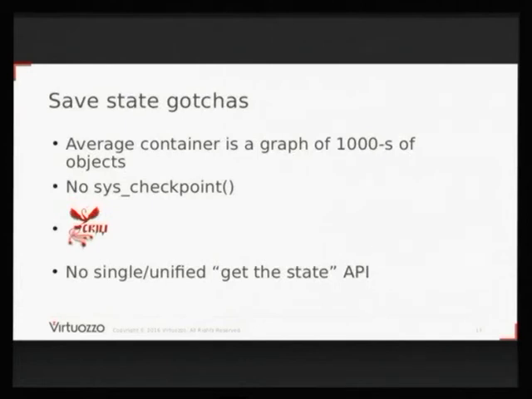Then goes the second step, when we save the state of the containers. Again, unlike virtual machines, where the state should be read from a tree of objects of known amount and of fixed size, mostly virtual hardware and paravirt stuff, even an average container forms a graph of objects which consists of thousands of nodes. And this graph is oriented. Every single node has different attributes you have to deal with. And again, there is no single place in the kernel where you can call and say, okay, save me the state of this set of processes, for example.